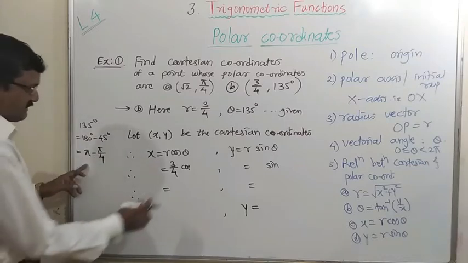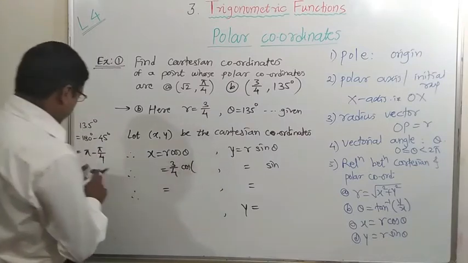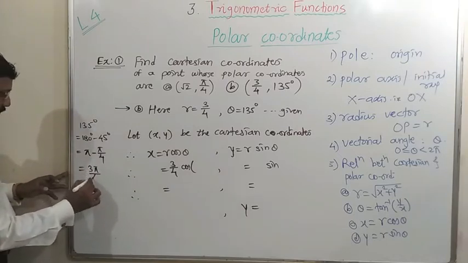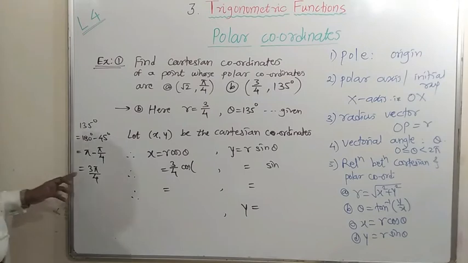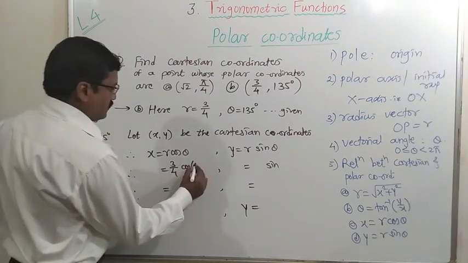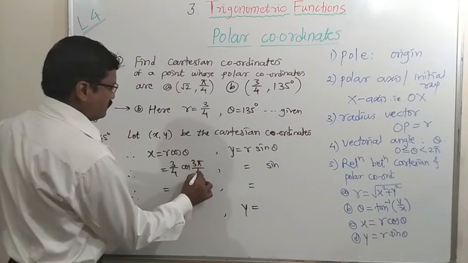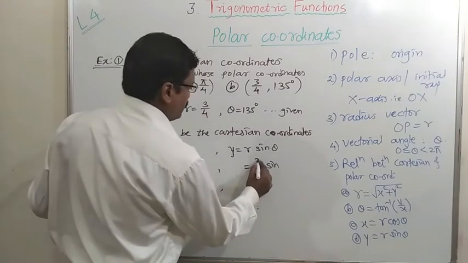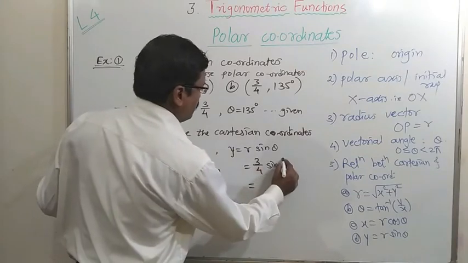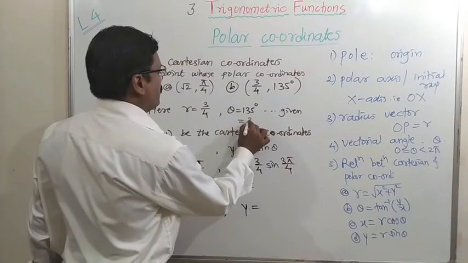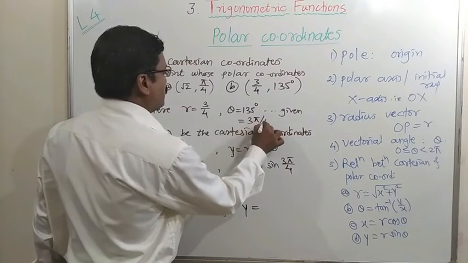So here this is cos of pi minus pi by 4, which is equal to 3 pi by 4. 135 is nothing but 3 pi by 4. So we can write here 3 by 4 cos of 3 pi by 4 radian, and 3 by 4 sine of 3 pi by 4. This 135 is nothing but 3 pi by 4 radian.